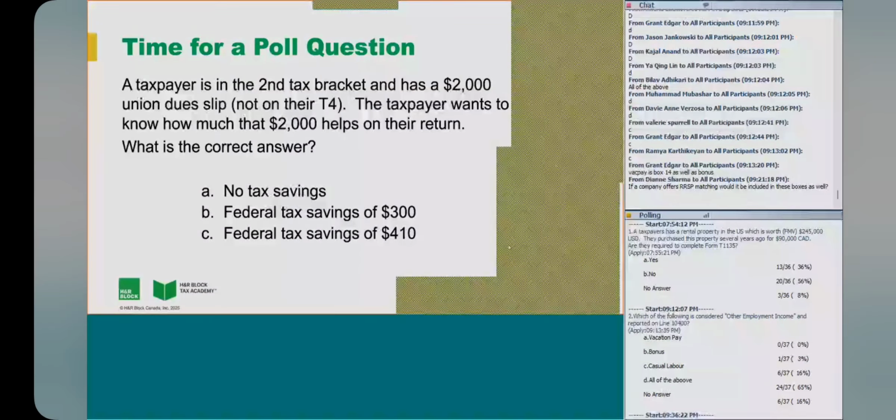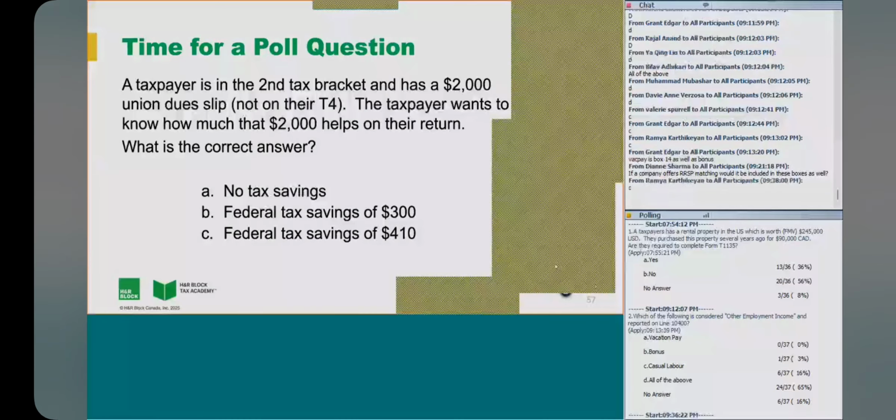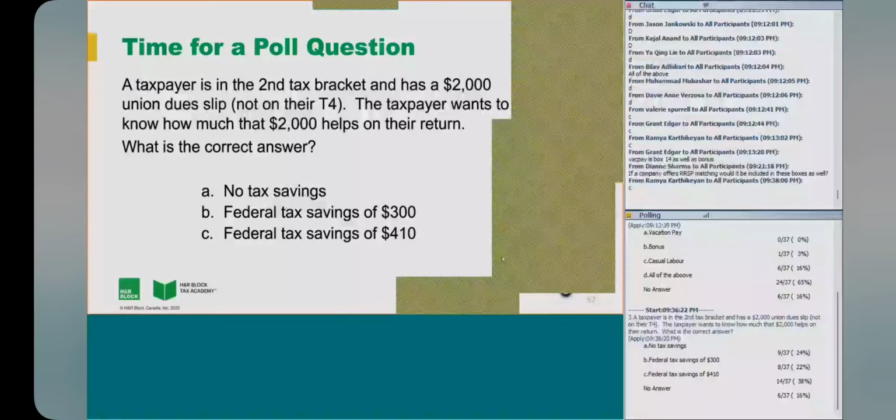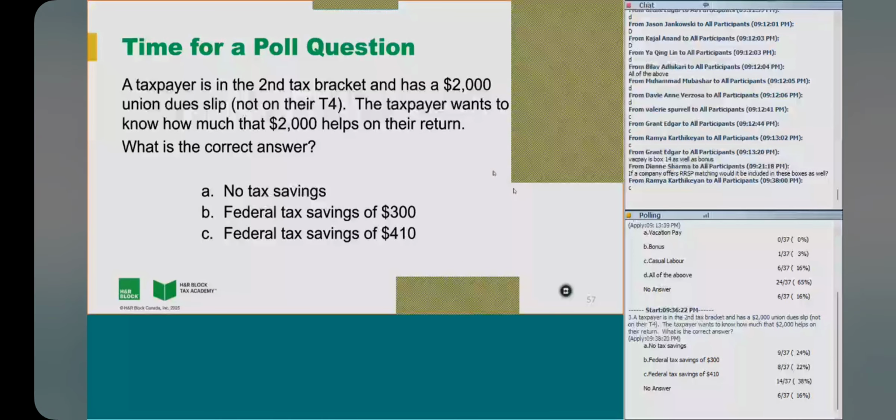Okay, let's see here. All right, so some people are still a little stumped, but most of you have taken a stab at it. That's good. And WebEx is going to make me wait a few seconds for people who had the window open. All right, so pretty even split. Some of you thought there was no tax savings. Some of you thought the tax savings was $300. Some of you thought it was $410. Okay, so that's good. Let me explain what's going on here.